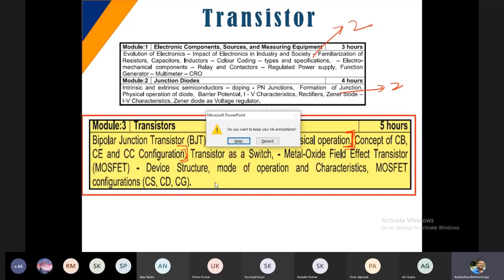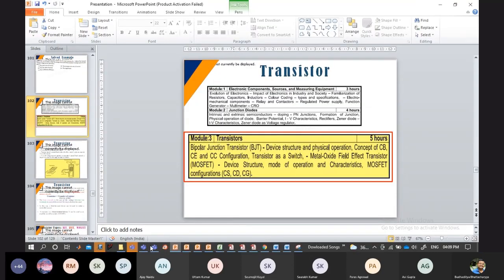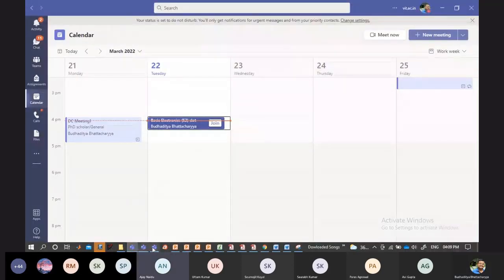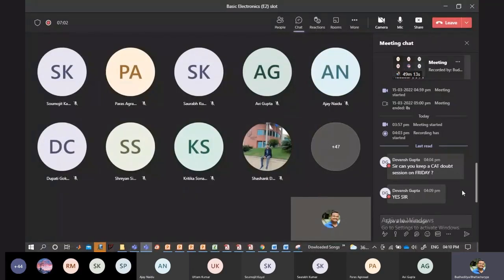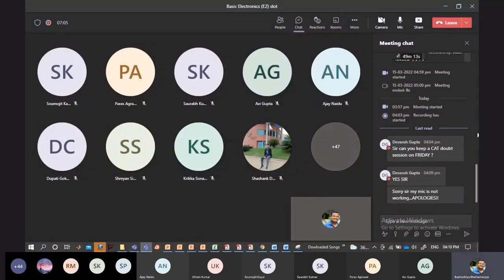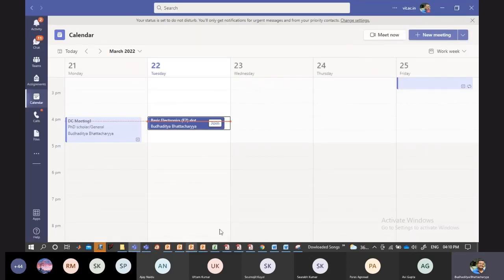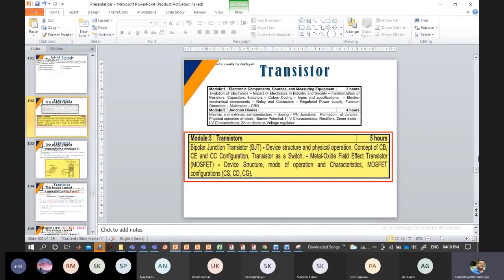Where is he? He only asked the question in chat. How do I check the chat? I am out here. Yes, sir. Sorry, sir, my mic is not working. Apology. Wow, he asked the question, then he left. Anyway, because I can't see the chat while I'm sharing my screen, it's not possible to check the chat.